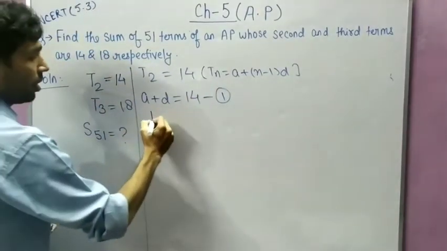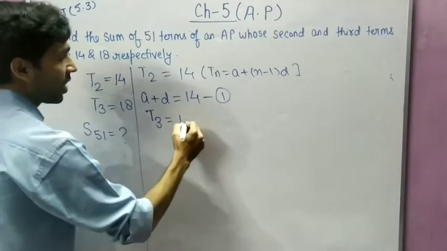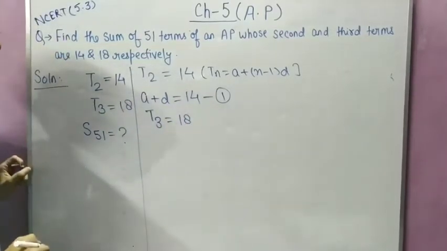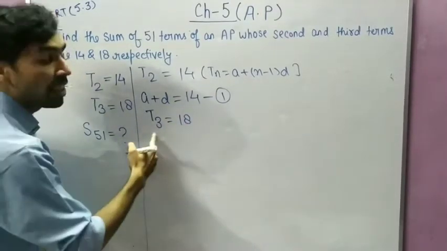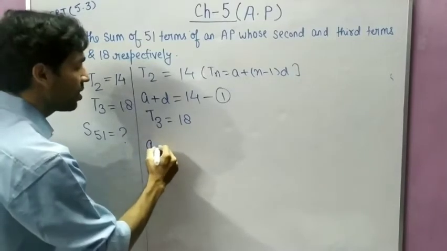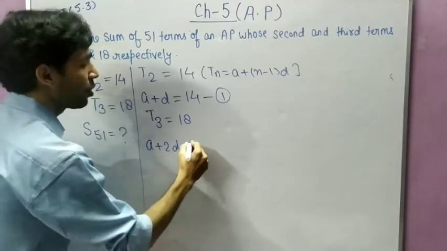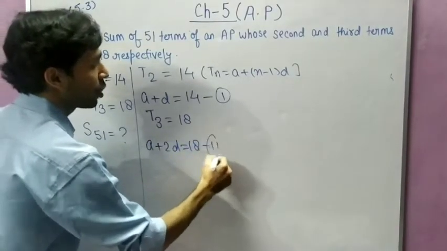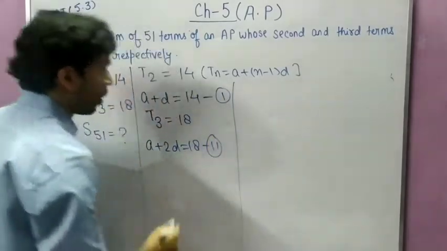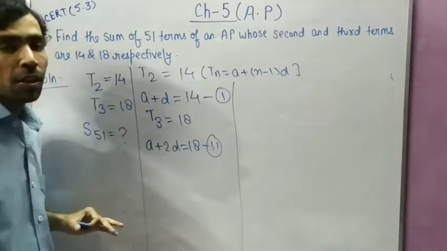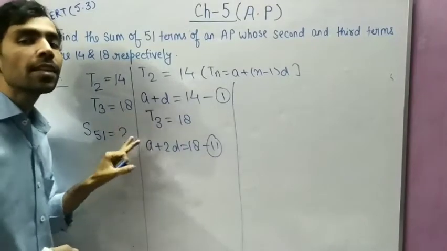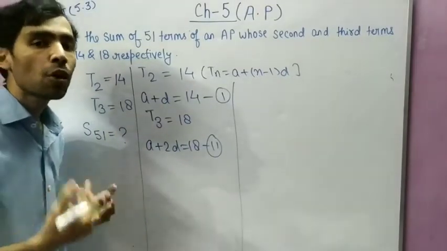Similarly, T3 is given, that is 18, and T3 can be written as A plus 2D. So A plus 2D is equal to 18. This is equation number 2. Now we can solve these two equations. By solving these two equations, we can get the value of the first term and the common difference.